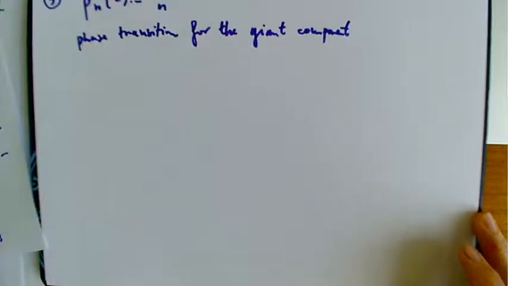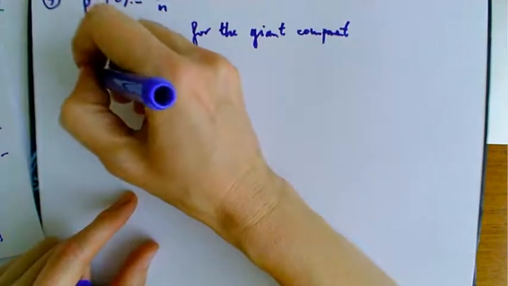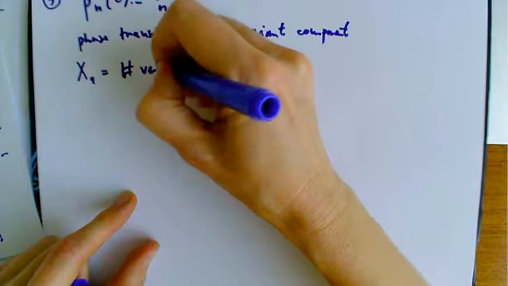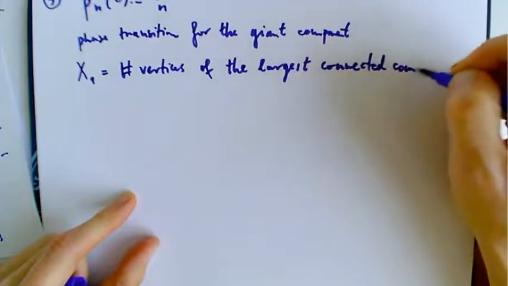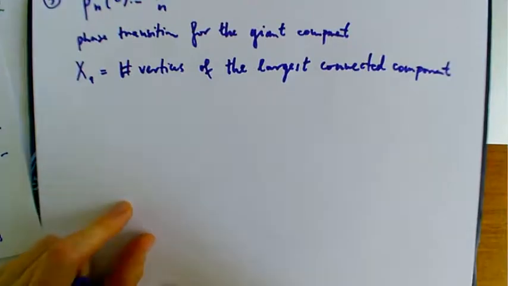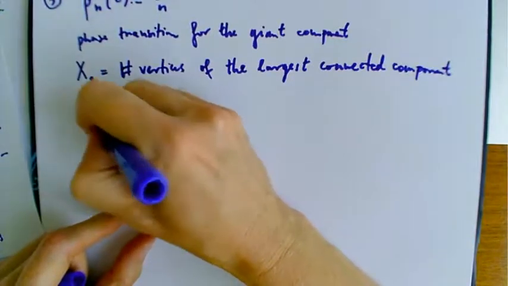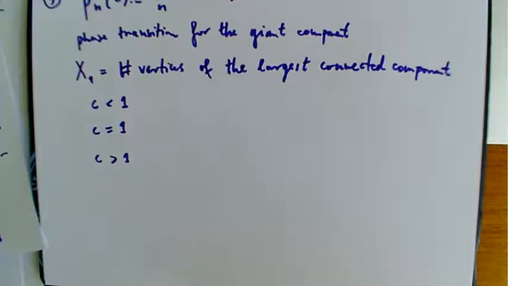So there is a phase transition for the giant component in the sense that if you now take, let's call it x_1, the number of vertices of the largest connected component, and if there are ties, then you take one of the largest. Then it turns out that there are three regimes. So c could be less than 1, c could be 1, or c could be bigger than 1. And you are looking at this as n goes to infinity. So it's always an asymptotic property. The size of our graph is getting bigger. There are more and more vertices.